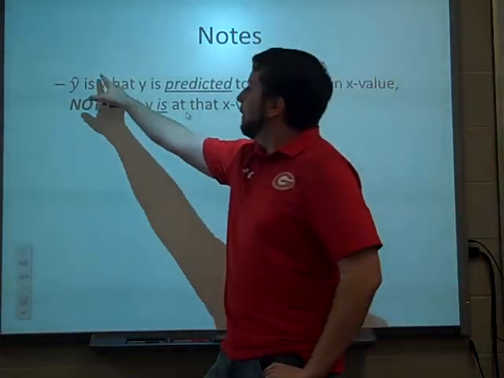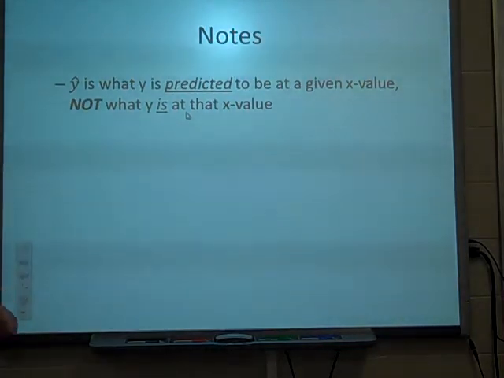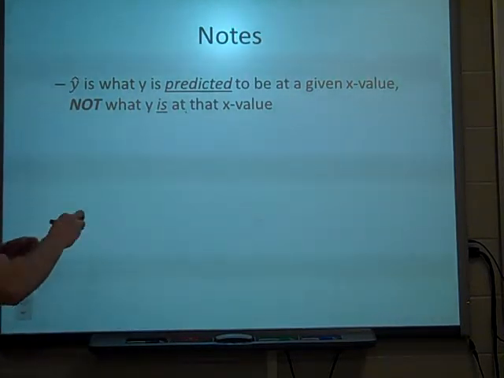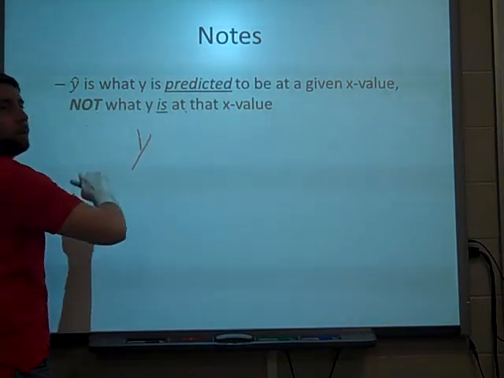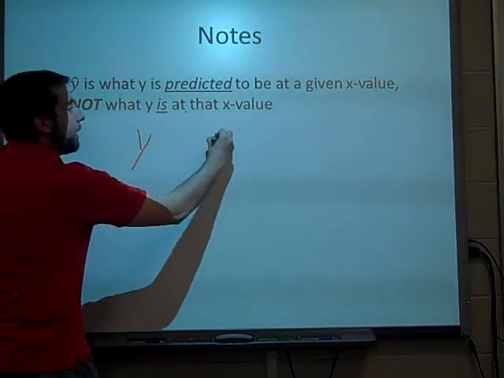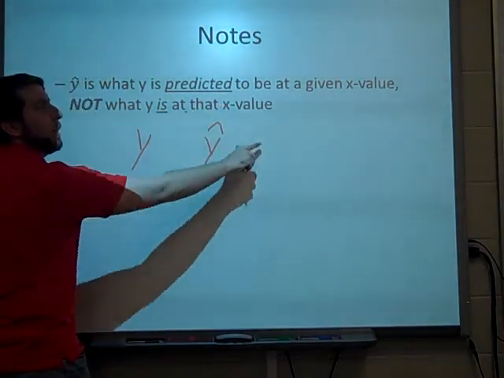So again, y hat. You've got to know that symbol, y hat. That is what y is predicted to be at a given x value, not what y actually is. So there is a difference between y and y hat. Y is the actual data point. What is the actual y value of that data point? Y hat is what the regression line predicts y is going to be.